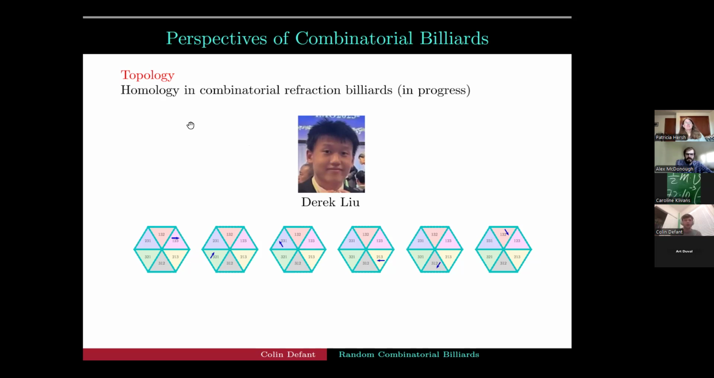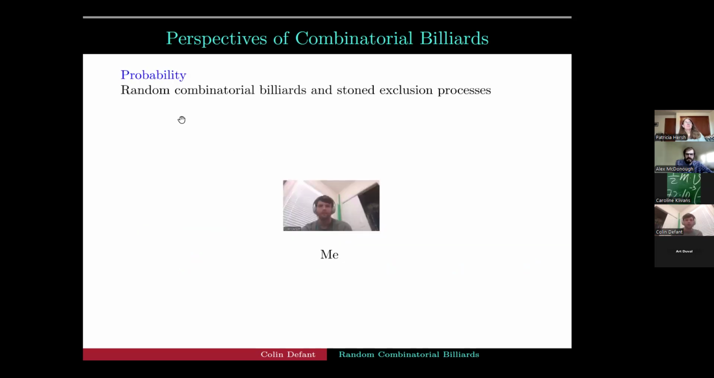Okay, and then finally, there's probability. And this is what I'm actually going to be talking about today. And so this is me. It's based on this paper, Random Combinatorial Billiards and Stoned Exclusion Processes. And now I'm going to actually start defining things and going through this more methodically.